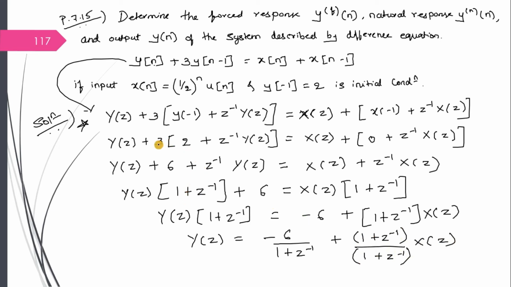One second. Here I think somewhere I have missed. See here, 3 into 2 is 6. 3 into, here I have missed it. So 3 I should have written here. Yes, it is here: 1 plus z inverse divided by 1 plus 3z inverse. So this is also 3z inverse. There is no input, hence we call it natural response. This is called forced response, as there is input. Simple. Now we take the next slide.